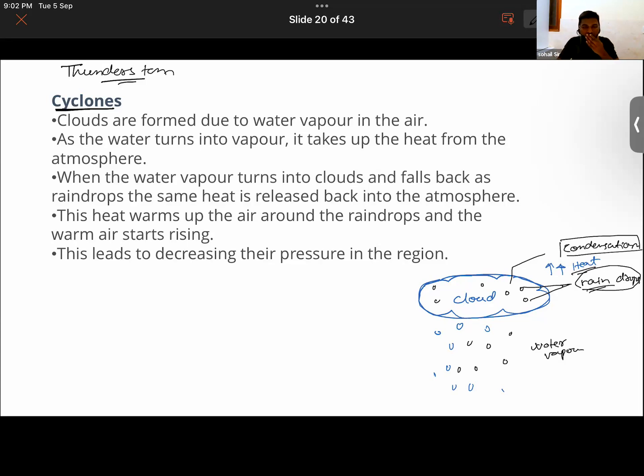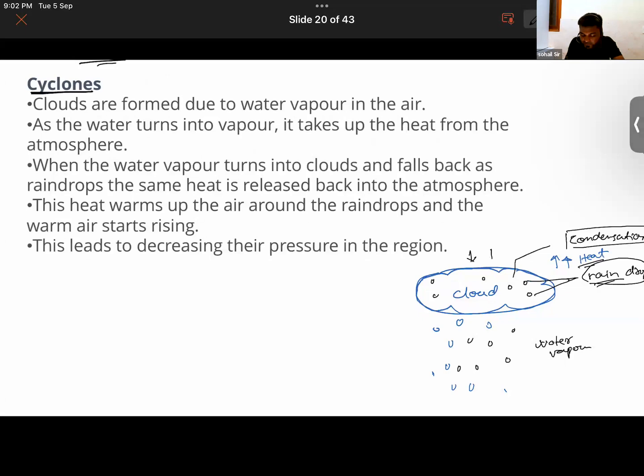So the heat goes up and then the raindrops come down. Exactly. Raindrops come down and the heat is spread into the atmosphere there. So this warms up the air and it will create a drop in the pressure.